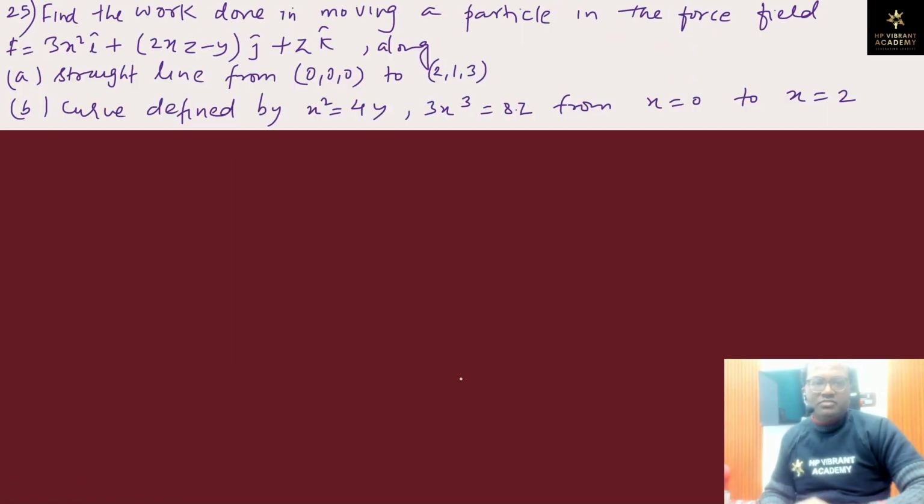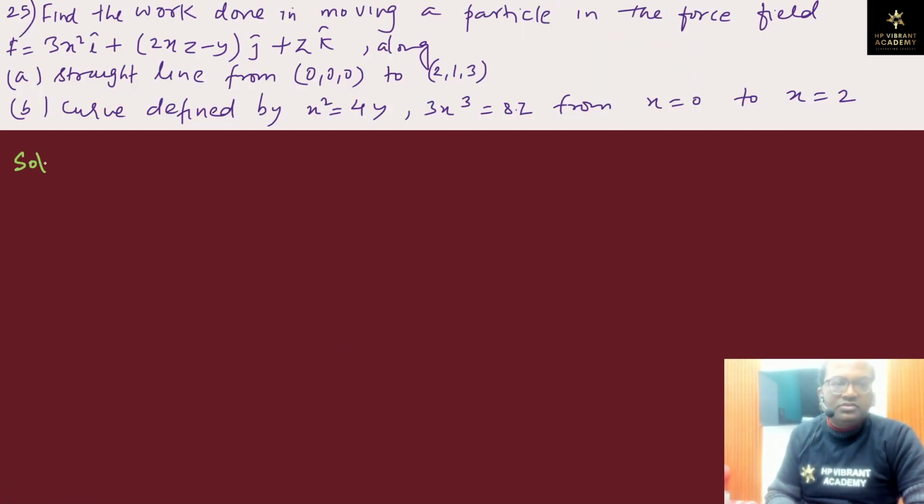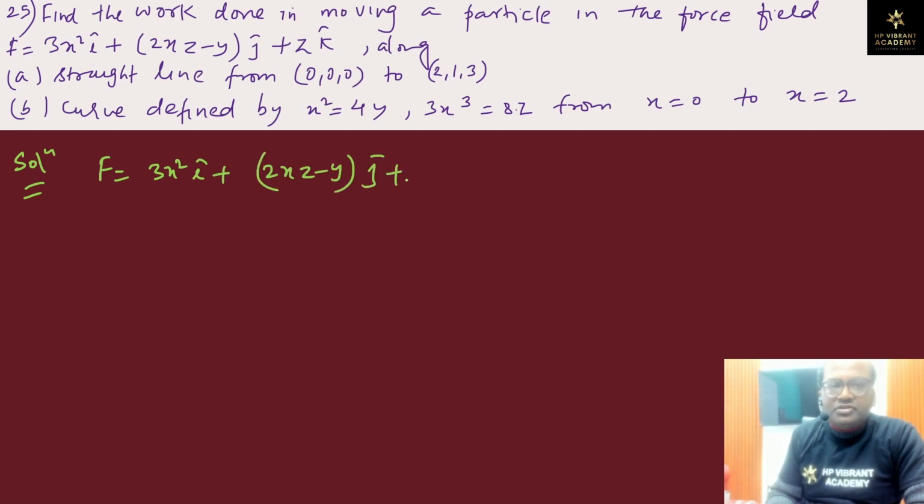Let us discuss question number 29. How we can solve this? Find the work done in moving a particle in a force field given by F is equal to 3x square i cap plus 2xz minus y j cap plus zk cap and the straight line. So straight line is from 0, 0, 0 to 2, 1, 3.